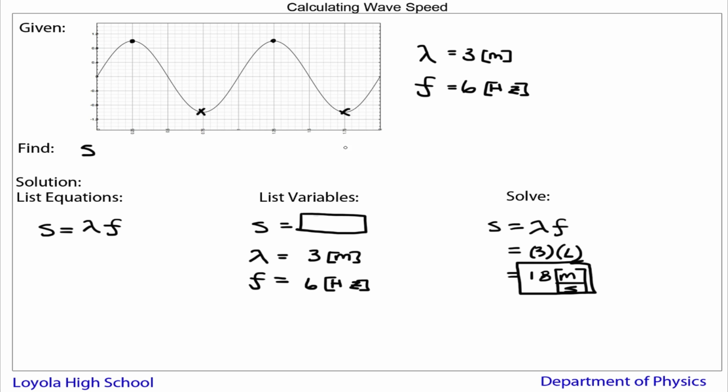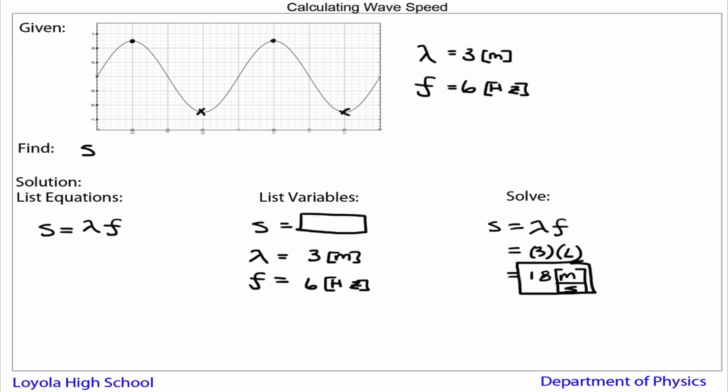So for a given quantitative problem, we have the given, a picture of the problem in question, what we need to find exactly, the equation, and later on the equations we're going to need to use to solve the problem. The variables, if we don't know one, we put a blank box, that tells us that we need to find that, and the ones that we do know. And then the solve part is the actual mathematical part of the problem, obtaining an answer. Okay, so our answer is 18 meters per second.